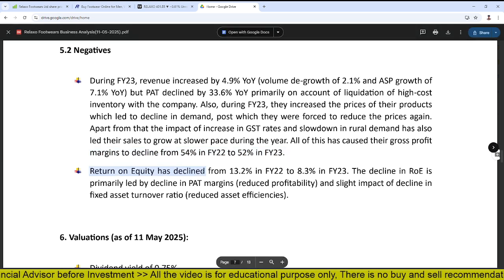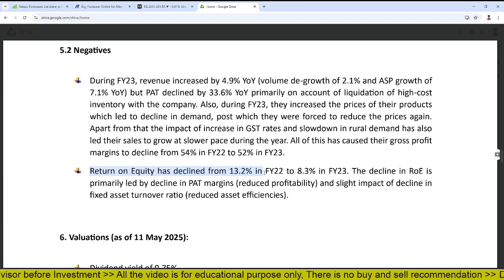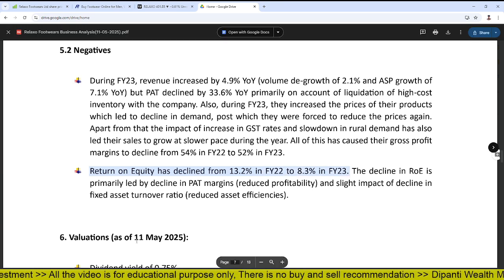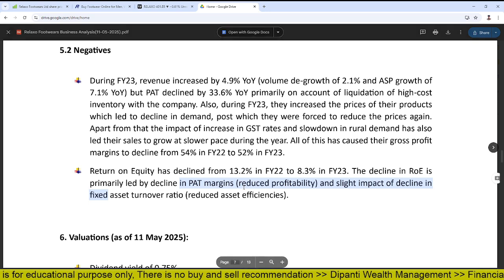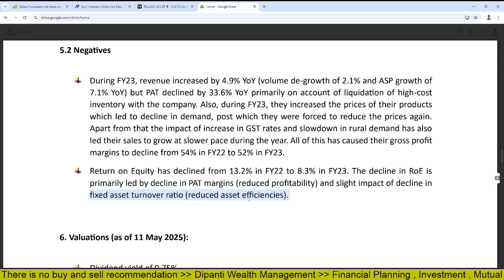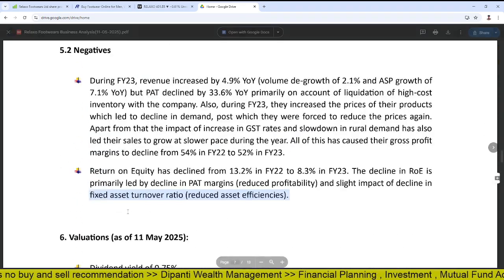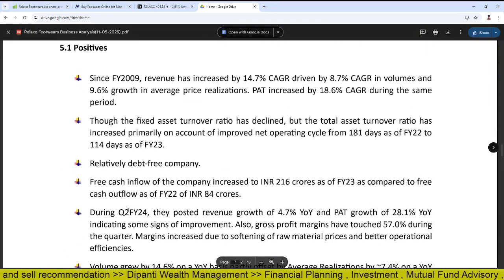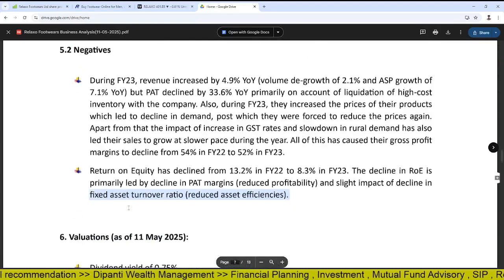Return on equity has declined from 13.2% in FY22 to 8.3% in FY23. The decline in ROE is primarily led by decline in PAT margin, that is profit after tax margin, reduced because of the reduced profitability, and a slight impact of decline in fixed asset turnover ratio, that means reduced asset efficiencies. So this is the negative point of financial parameters.